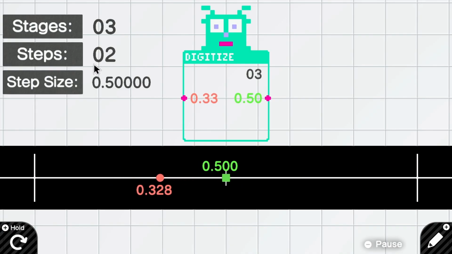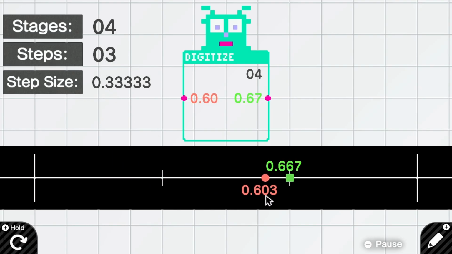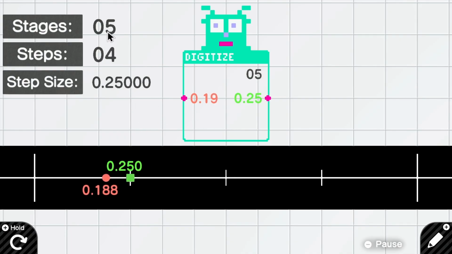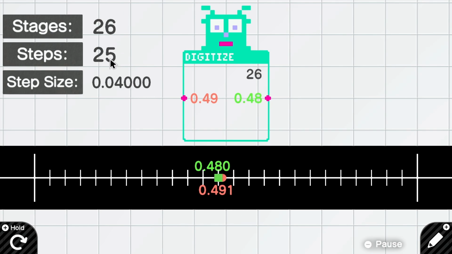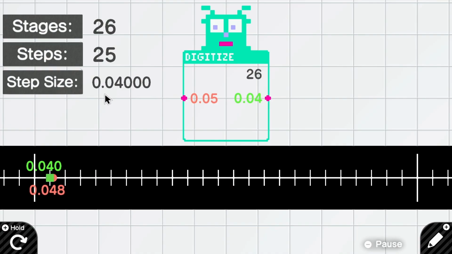If there's three stages, there's two steps, and 1/2 is 0.5. The next is 1/3, which is 0.33. You can see here 0.33, 0.667, and 1. Five stages is four steps, so 1/4 is 0.25, so 0.25, 0.5, and so on and so forth. Even if you go to like stage 26, now there's 25 steps, and 1/25 is 0.04 step size. So yeah, now you have this digitize nodon which rounds to the nearest 0.04.